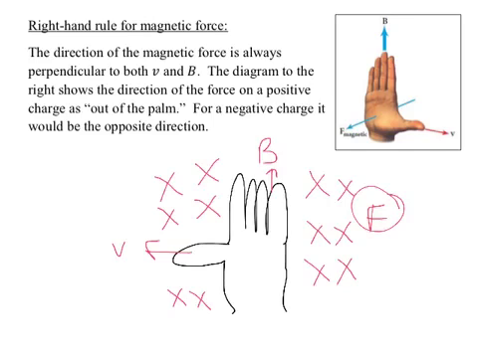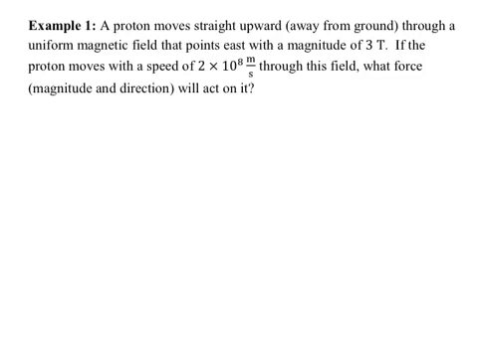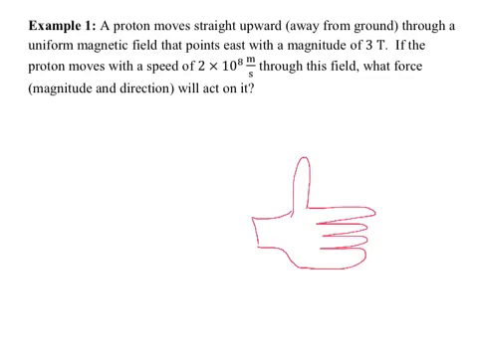Let's look at an example of this. In this example, a proton moves straight upward. So right away the velocity is upward, so your thumb is facing up. Next it says, through a magnetic field that points to the east. So I'm going to say that east is to my right in this case. West, east. Into the page is north, and south is coming at you, or out of the page. Up is up and down is always down.